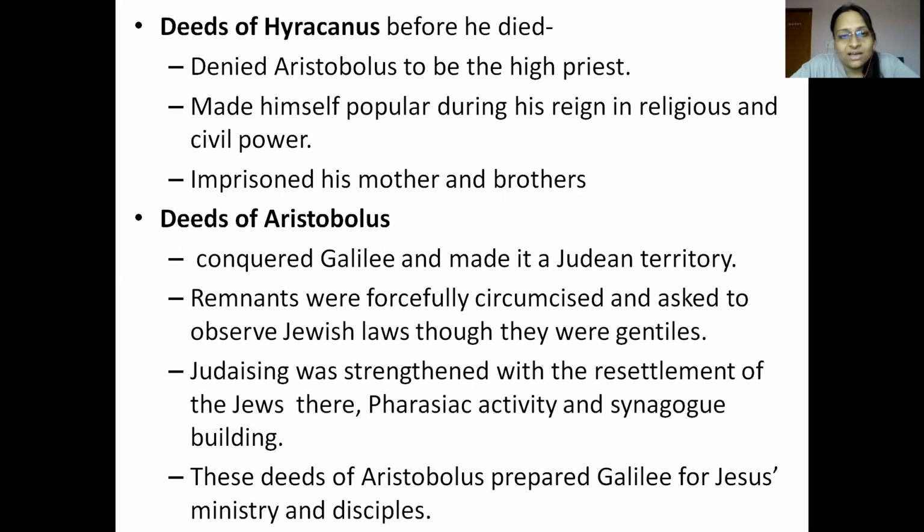And in his rule, he did a lot of things. He did negative things also. He tried to gain popularity through not so much positive things. He denied Aristobulus the position of high priest because he thought that he would take up the position and overrule him. Then he made himself popular by his reign in the religious and civil power. And then he imprisoned his own mother and his own brothers due to insecurity.